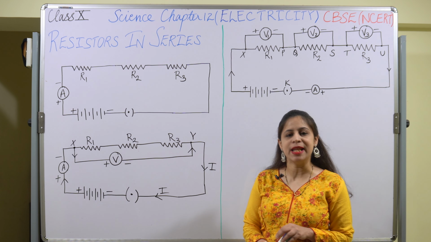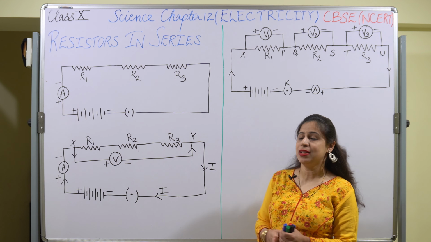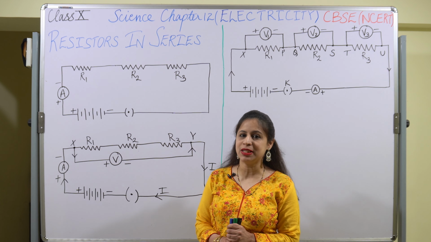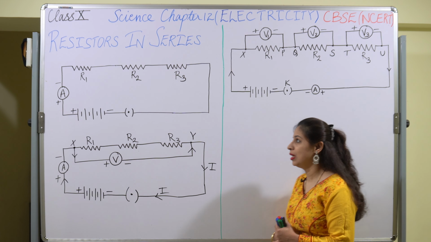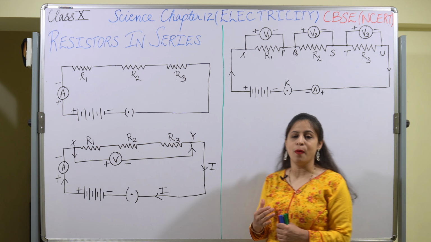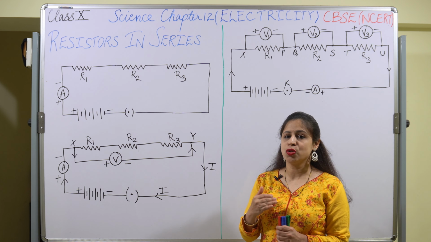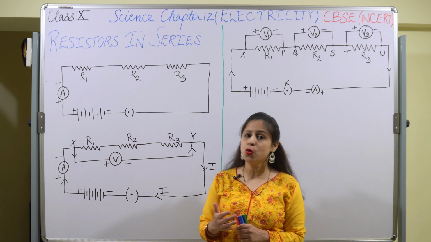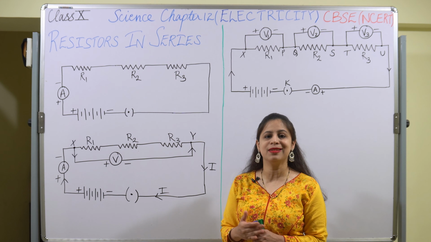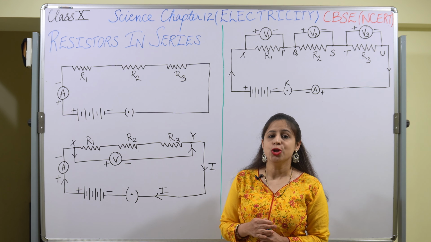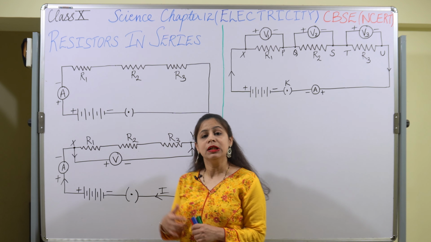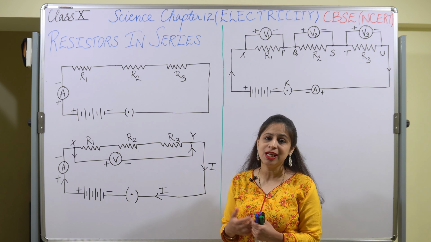So let us start with the next topic, resistors in series, of chapter 12 Electricity of class 10 CBSE NCERT. Resistors can be connected in two ways: either in series, or in parallel. So how can we recognize whether the resistors are connected in series or not?